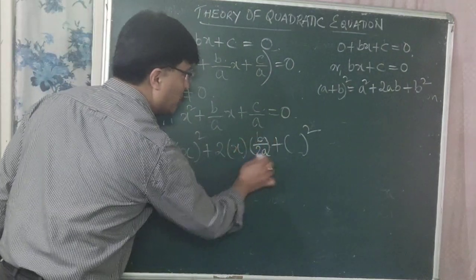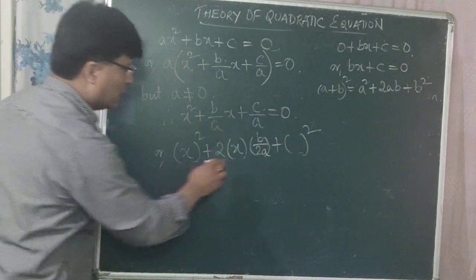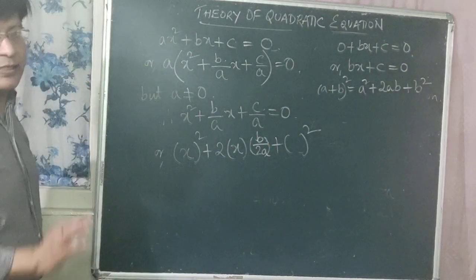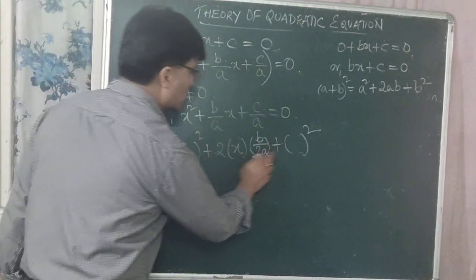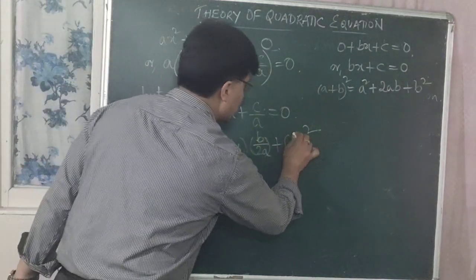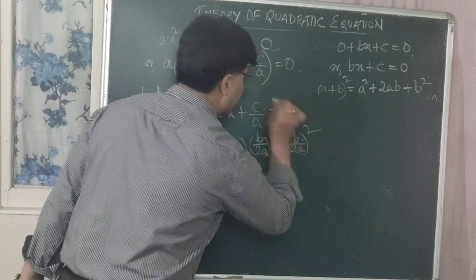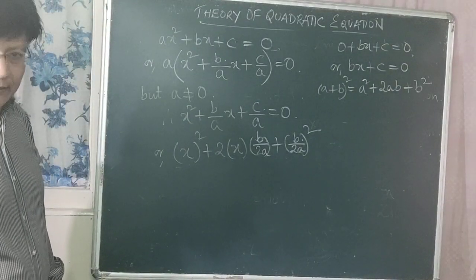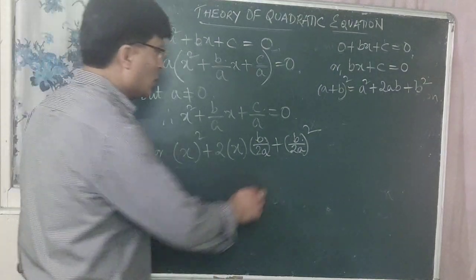So what is the value for b here? According to that formula, it is b by 2a. This is b by 2a is the value of b. So this is also the place for b. So it is b by 2a. So is that clear now?